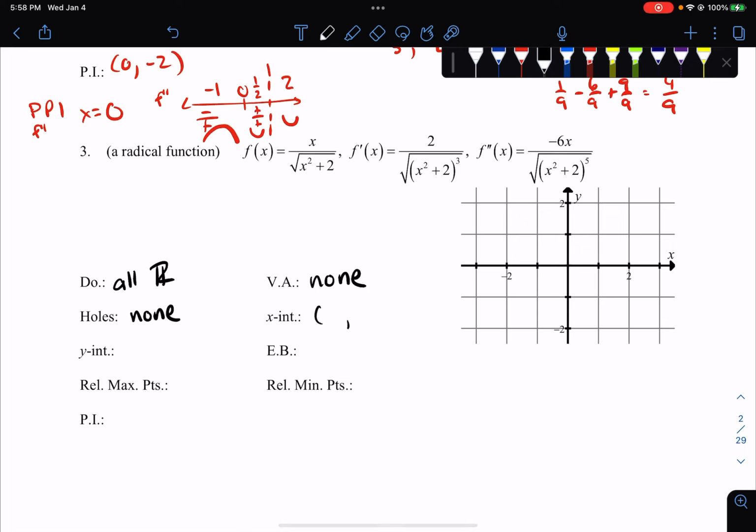X-intercepts. So what happens when y is 0? And for the y-intercept, what happens when x is 0? Let's do x being 0 first. If 0 is on top, well, it doesn't matter what's happening on the bottom. My answer is 0. And if I cross at 0, 0, that means that I also cross at 0, 0. So my x and my y-intercepts are the same.